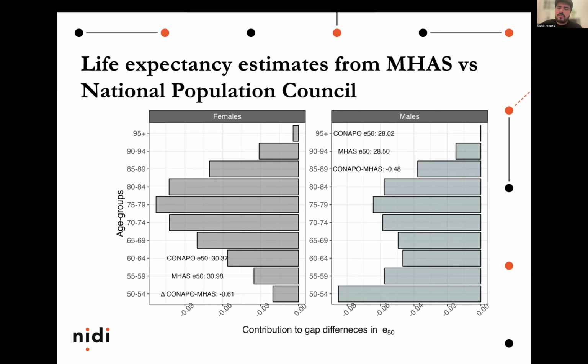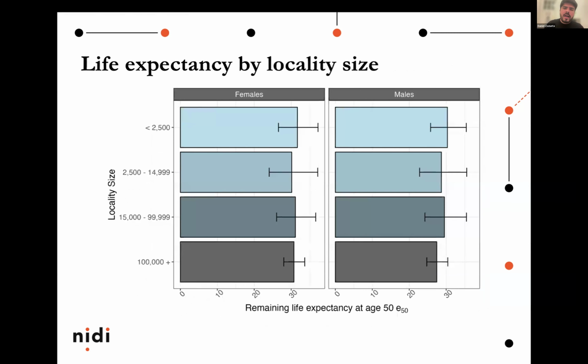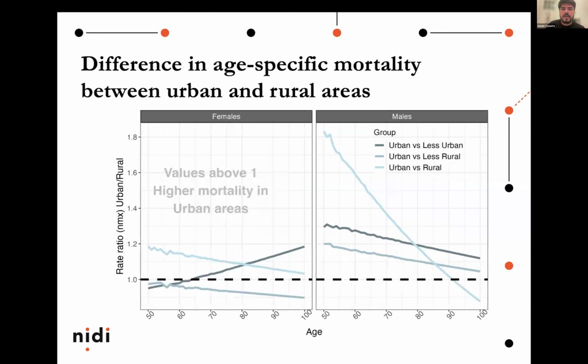While for males, the difference is almost half a year, a little bit higher in MHAS. But then the difference comes more from what is observed in mortality between ages 50 and 59, so at younger ages, no? And moving on to the results by locality size, what we get first is that there are no statistical differences in these estimates of life expectancy. Although if we observe the mean estimate, we get some stronger differences, especially for males, almost 3 years of difference in life expectancy between urban and rural areas. For females, it's a little bit less, but I will show the numbers later.